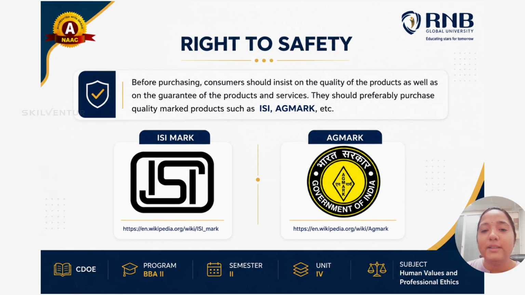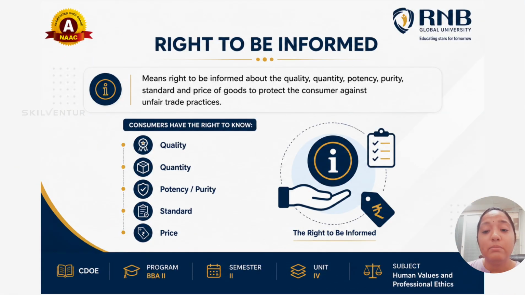Now we are going to learn about the right to be informed. This is one of the most important consumer rights, and the right to be informed means that every consumer has the right to get complete and accurate information about a product before purchasing it. This includes details such as quality, quantity, price, ingredients, expiry date, and usage instructions.